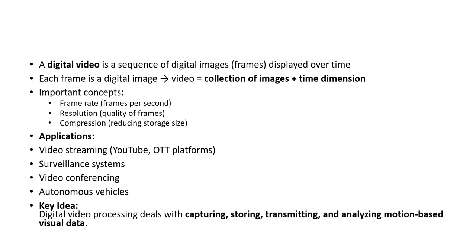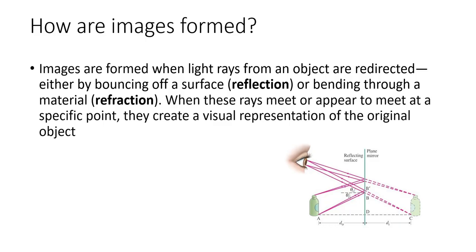Usually 50 frames per second is good for the human eye, with no hindrance visible. If it is less than that, there is some kind of flicker visible to the human eye. Then there are resolution and compression, that is, how the video can be compressed and stored. Videos have various applications like video streaming platforms, surveillance systems, video conferencing, and autonomous vehicles.